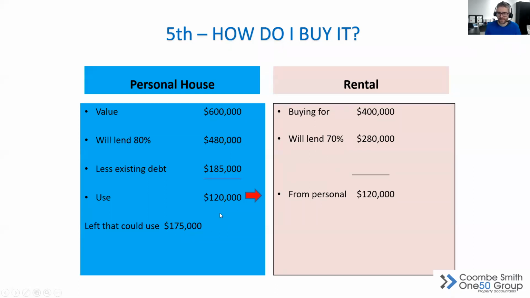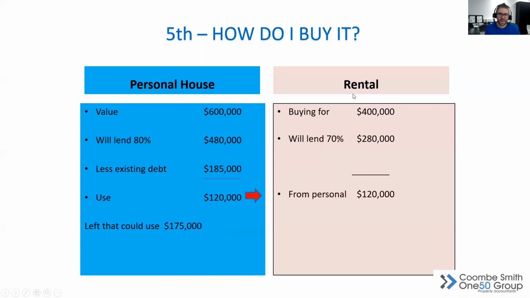So hopefully that makes a little bit of sense, and I'll just go through it again with a twist. So your personal house, it's worth 600,000, and your debt is with ANZ, the blue bank. So yeah, ANZ will lend you up to 80% if you've got enough serviceability. They'll lend 480,000. Your existing debt with ANZ is 185,000, so they'll lend you almost 300,000 extra. So what we do is we borrow 120,000 from ANZ, secure it over your personal house.